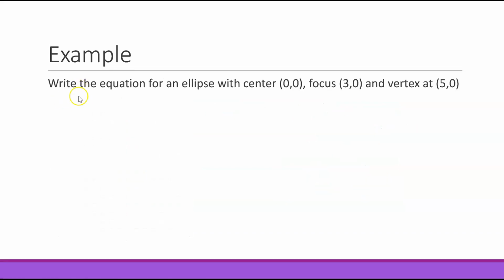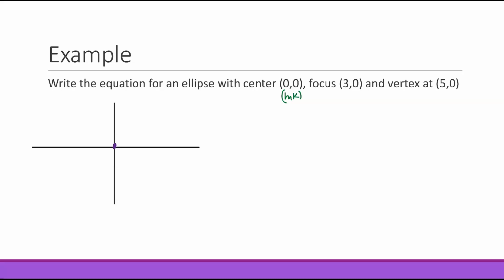In this example, we want to write the equation for an ellipse with center 0, 0, focus 3, 0, and vertex at 5, 0. So we have this value of h and k because we have the center 0, 0. And we also have one of the foci, a focus 3, 0, and one of the vertices at 5, 0. So what we can do to help us out is graph this so we can think about it a little bit more visually.